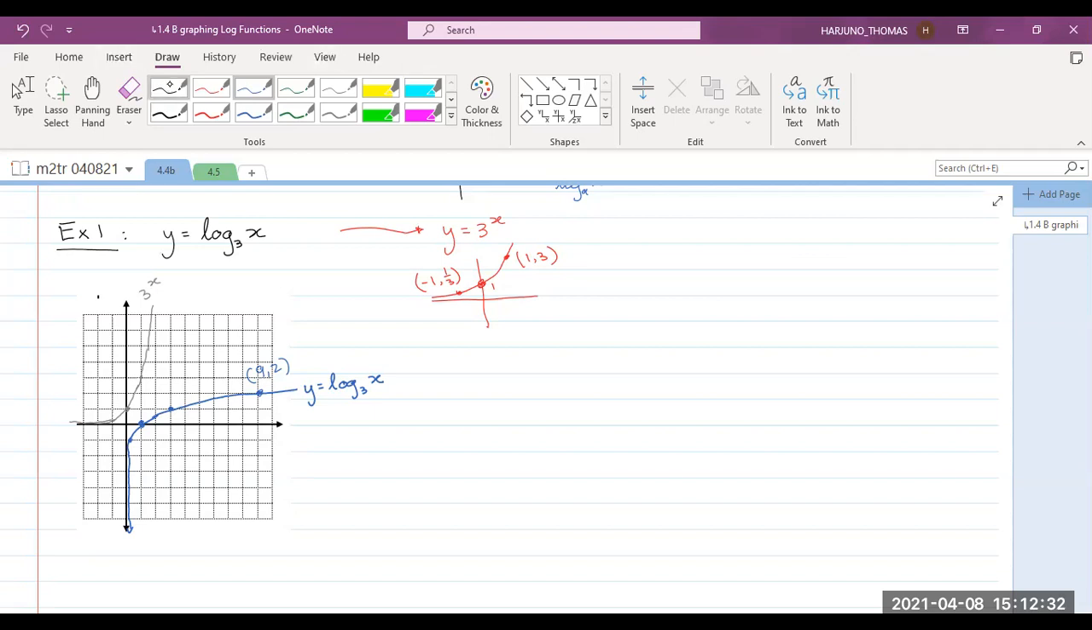Now how about example 1b? How about y equals log base 1/3 of x? Log base 1/3 of x. Give me a second. Let me modify my graph on my graphing paper.